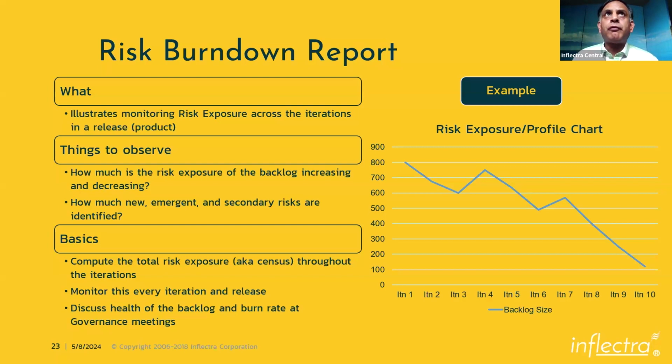Risk burn down chart. We can also create what is called a risk burn down chart to see how we are doing in our risks. So we can basically take a look at our risk exposure, cumulative risk exposure for all the risks that we have in an iteration, and start monitoring this to see how well we are doing in terms of reducing the risks. The more we are able to do that, the better we are, right?